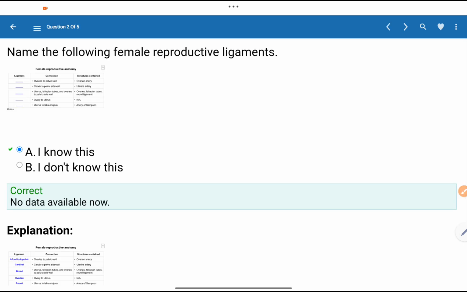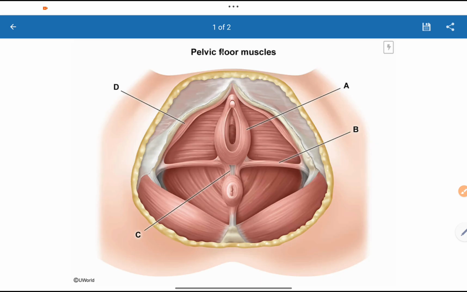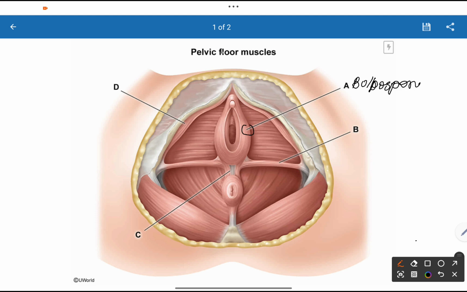Okay, now coming to the next flashcard. This flashcard is in question format: name the following structures of the superficial urogenital diaphragm. So it is about the pelvic floor muscles. You know the pelvic floor muscles. So I think the first one is the bulbospongiosus muscle. Sorry for the spelling mistake. And this one is known as, you remember?